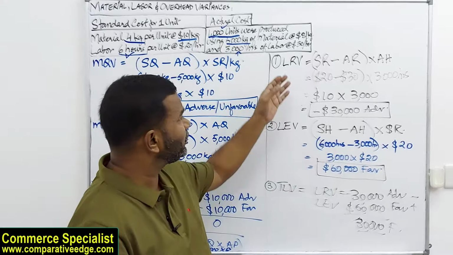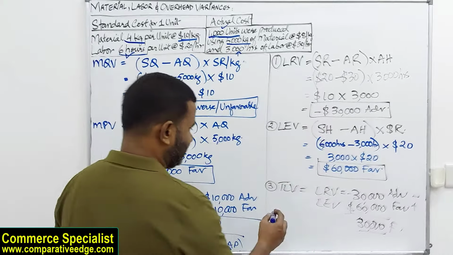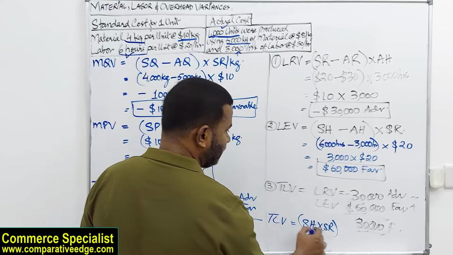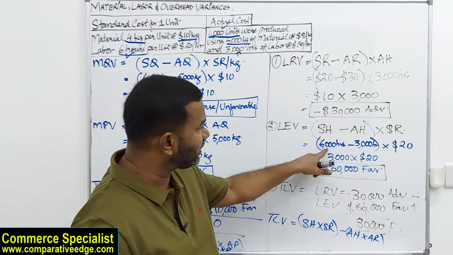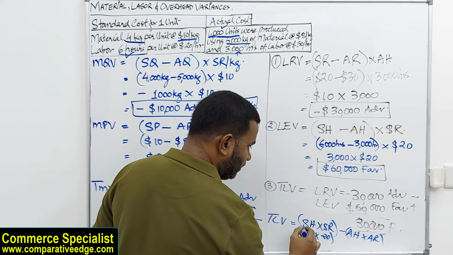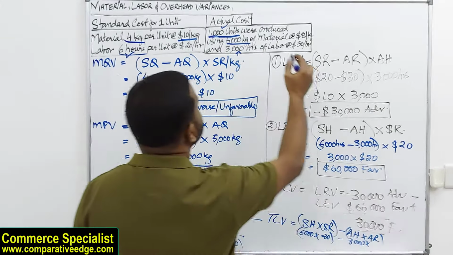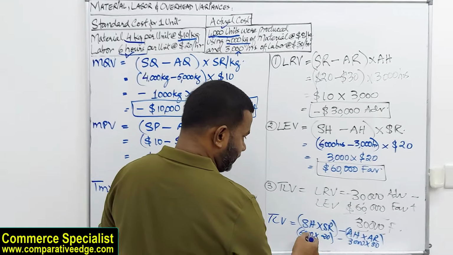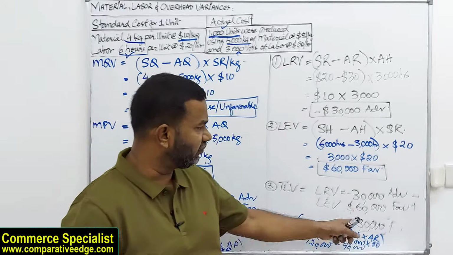Here again, if you are not asked for labor rate and labor efficiency variance, directly you are asked to calculate total labor variance, the formula is like this. Total labor variance, the formula is standard hours into standard rate minus actual hours into actual rate. So if you look at standard hours are 6,000 hours. Standard rate is $20. Actual hours are given here, 3,000 hours. Actual rate is given here, $30. So 6 into this is 120,000, and this is 90. So 120 minus 90 will give you a favorable of 30,000.